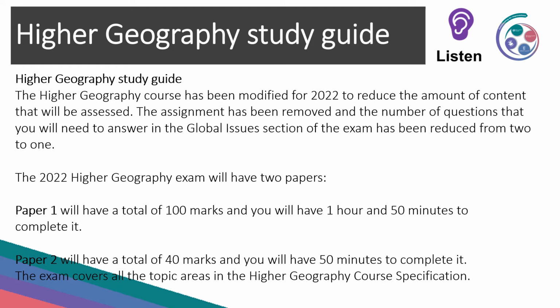So the 2022 Higher Geography exam will have two papers as normal. The first paper will be for 100 marks. It will cover the physical and human section of the course. You'll have 1 hour and 50 minutes to complete this. Paper 2 is different from previous years in that you only have to answer one of the global issues rather than two, as well as our application of geographical skills question, the map skills question. That will therefore total 40 marks, and there's 50 minutes to complete this section.